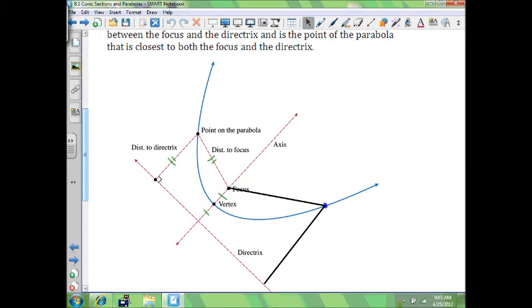So as you can see here, the distance from the parabola to the directrix and the distance from the parabola to the focus are going to be the same. And also the distance from the focus to the vertex and the vertex to the directrix is also going to be the same length. No matter where we choose this point on the parabola, it's going to be the same.